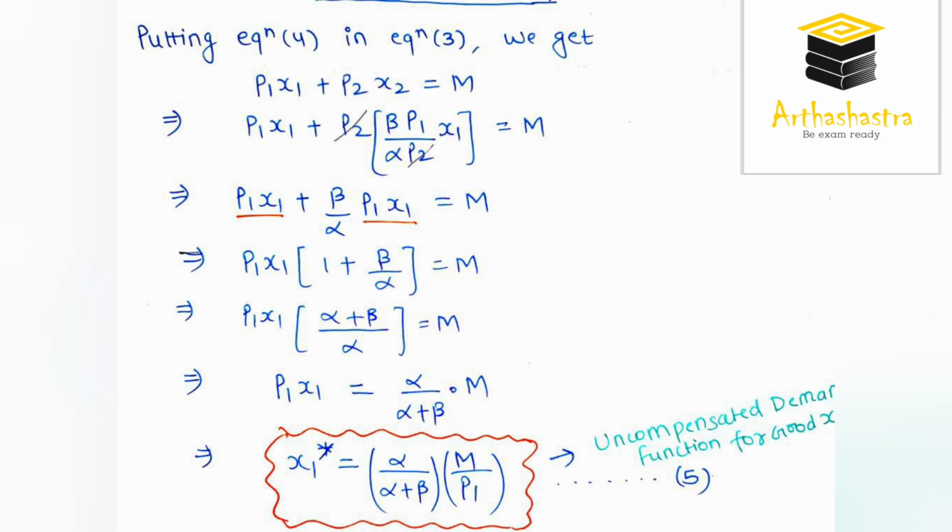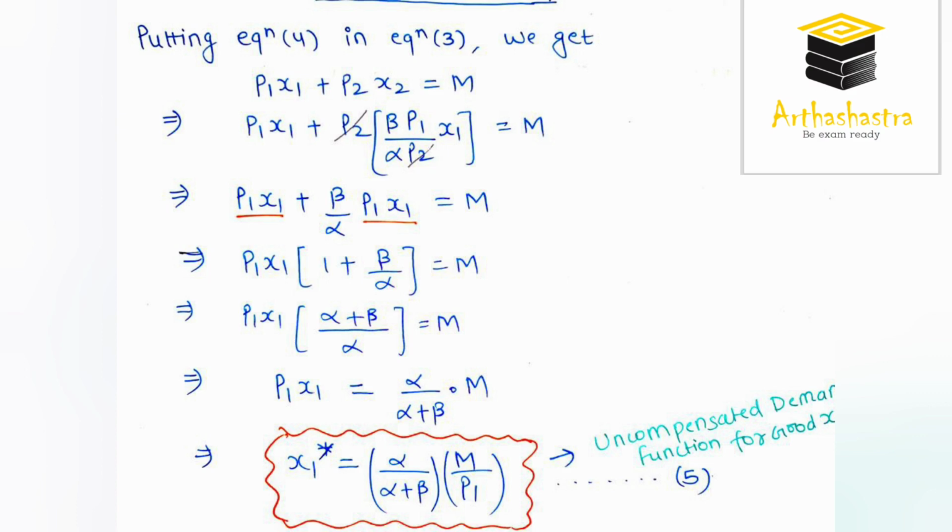So putting equation 4 in equation 3, we get p1 times x1 plus p2 times x2 equals m. In place of x2, we are going to put the value from equation 4 and we write it as p1 times x1 plus p2 times beta times p1 divided by alpha times p2, whole times x1, equals m. p2 cancels out. We are left with p1 x1 plus beta by alpha p1 x1 equals m. We take p1 x1 common and we write the remaining terms in bracket as 1 plus beta by alpha equals m.